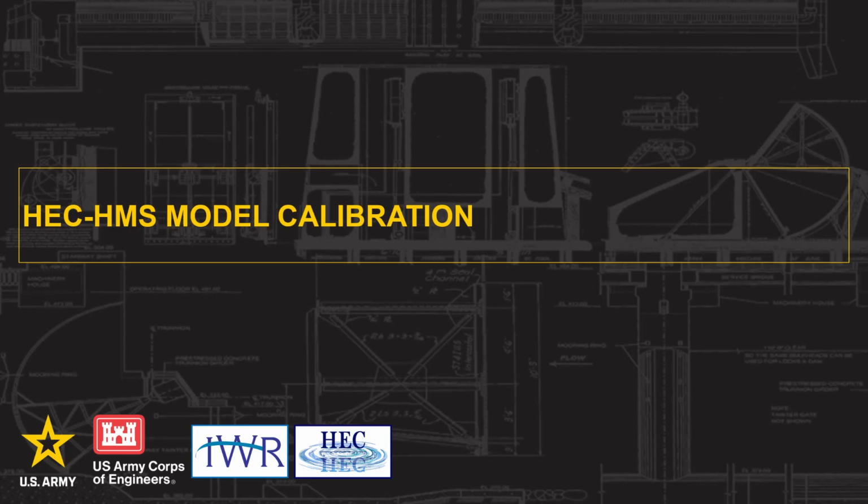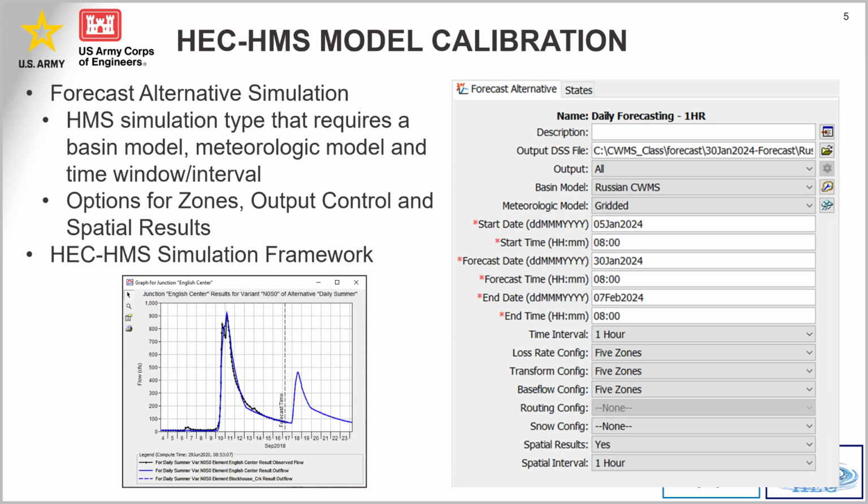So let's get started with some HMS calibration. So first off, we have to know what we're using for this HMS model. So with the forecast alternative, we're going to require the basin model, MET model, and time window and interval. And you can see all of this on the right image. And so most of the date times are all with the asterisks over here. And then we need the basin model, the MET model, and the time interval.